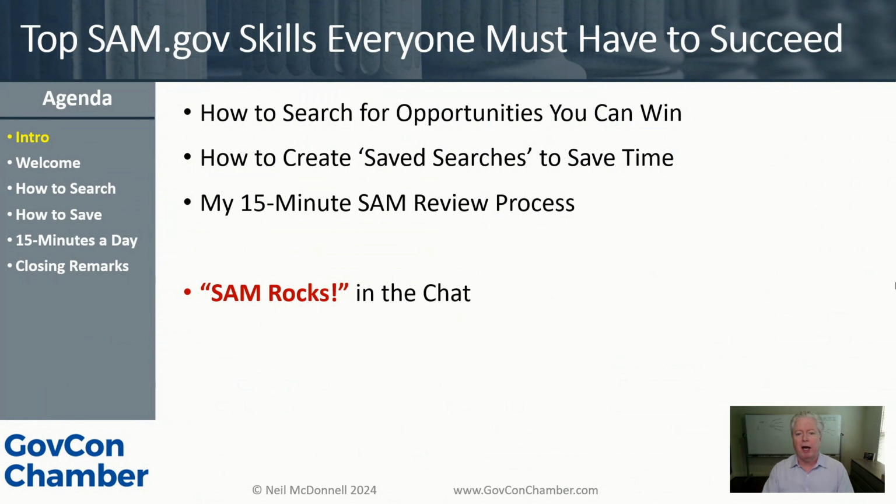I want to talk to you about how to create saved searches, which enable us to come back and save so much time. Once we figure out what we're looking for, we should be able to show up in 20% of the time and get done what we want, right? And really never miss anything as well. And then the last thing I'm going to try to show you is just my 15-minute review process. What I do on a daily basis, 15 minutes, right?